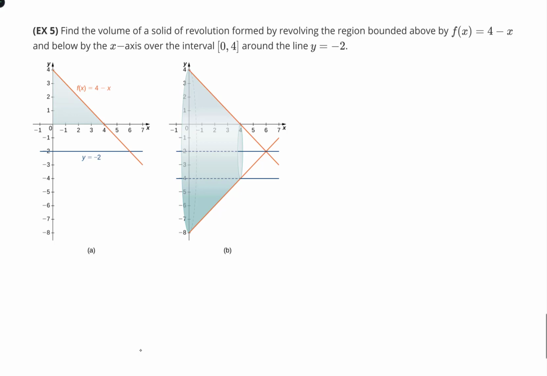Find the volume of a solid of revolution formed by revolving the region bounded above by f of x equals 4 minus x, and below by the x-axis over the interval 0 to 4 around the line y equals -2. Okay, so we've already got some images here from the publisher. The graphs are already made for us, so we have f of x equals 4 minus x and y equals -2 as our axis of rotation.